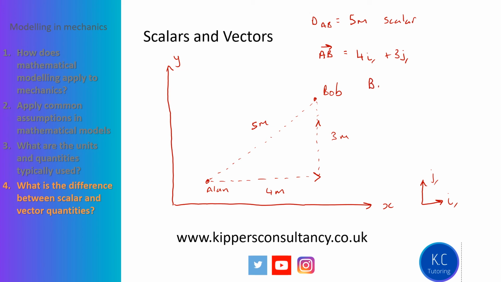If we go from Bob to Alan, we can see that the direction is also important. To go from Bob to Alan, we must go down 3 meters, so that's minus 3j, and we must go back 4 meters, so that's minus 4i. So to go from Bob to Alan, our vector is minus 4i minus 3j. So we can see how our vectors give us the size and the direction.